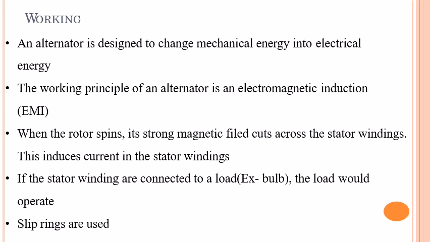Next is the working of the AC type generator. The alternator type generator is designed to change mechanical energy into electrical energy. It works under the principle of electromagnetic induction. When the rotor spins, its strong magnetic field cuts across the stator winding. This induces the current in the stator winding. If the stator windings are connected to a load, the load would operate.